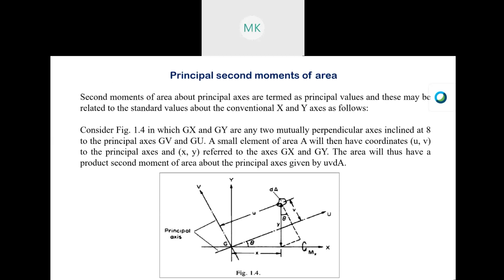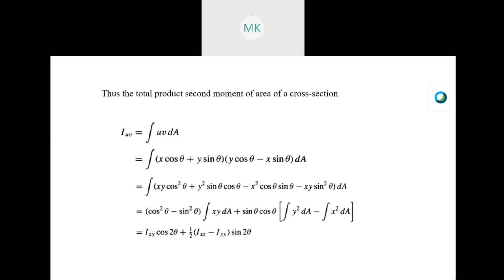For that particular area, what will be the second moment of area about the principal axes? This is nothing but given by uv dA. So this is the formula for finding Iuv. Simply integrate uv dA. For that, what do we need to find out? We need to find the u and v values.